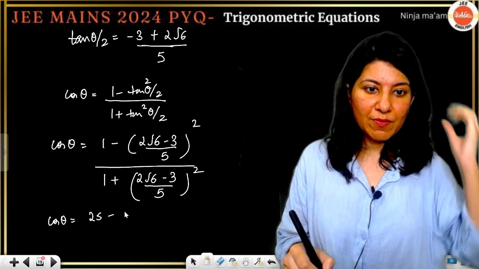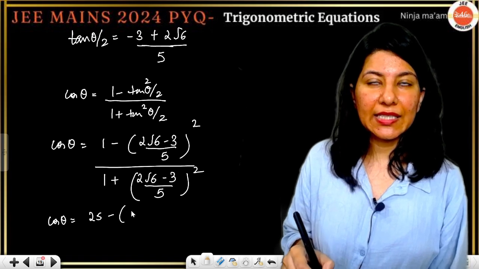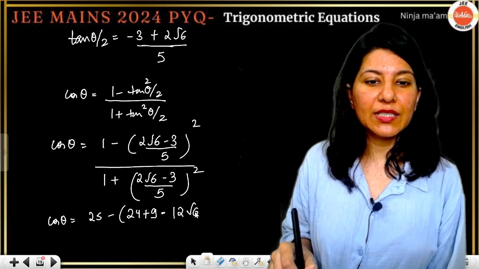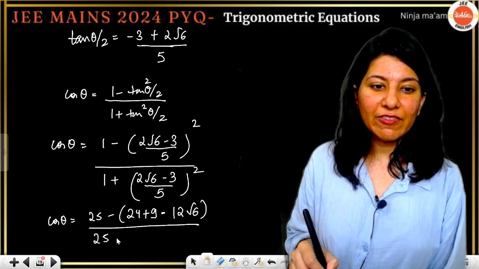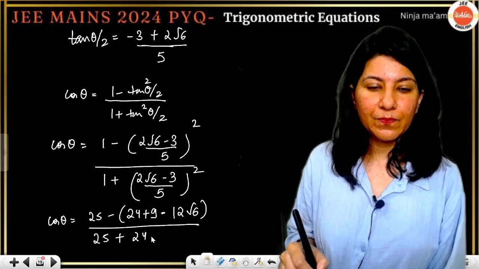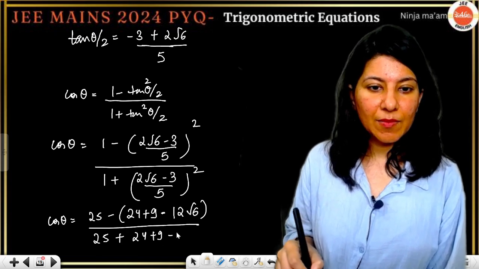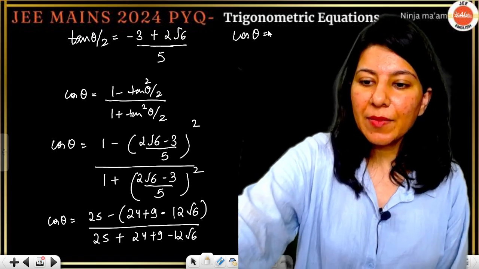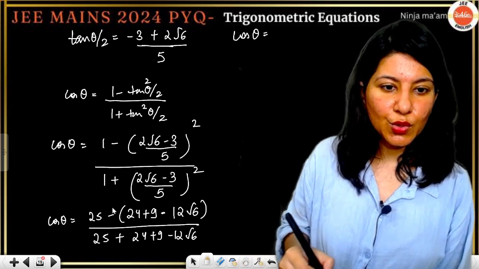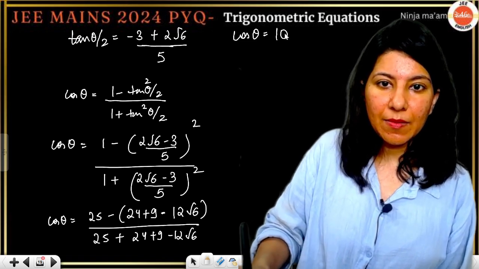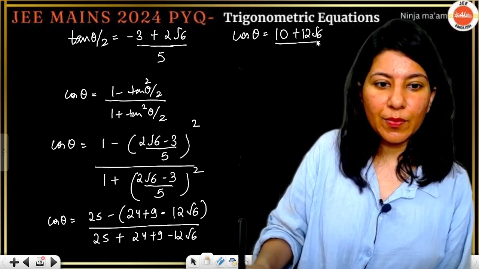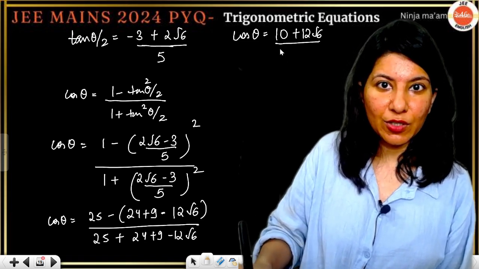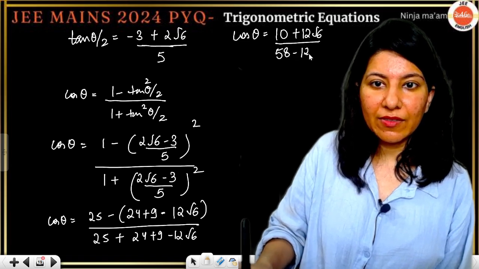So 25 minus, this is going to become 6 4s are 24 plus 9 minus 3 2s are 6, 2s are 12 root 6, whole upon 25 plus 24 plus 9 again minus 12 root 6. So this is your cos theta. So cos theta finally will come out as 25 minus 33 so 10 plus 12 root 6, whole upon this is 25 plus 24 plus 9, that is 58 minus 12 root 6.